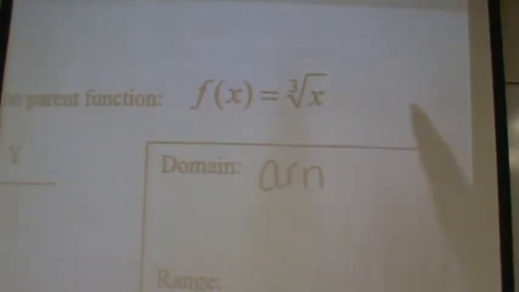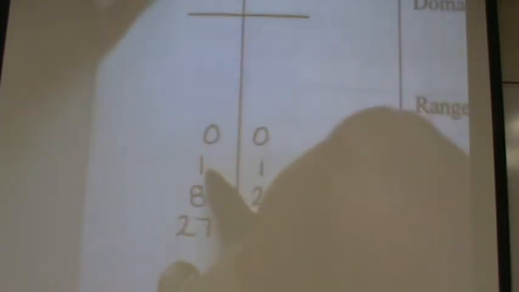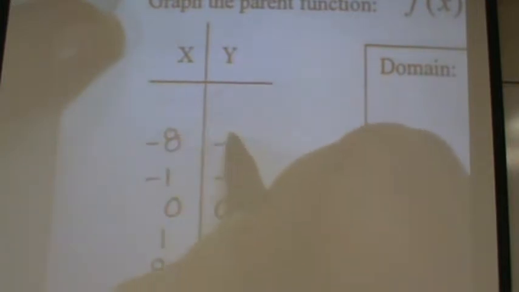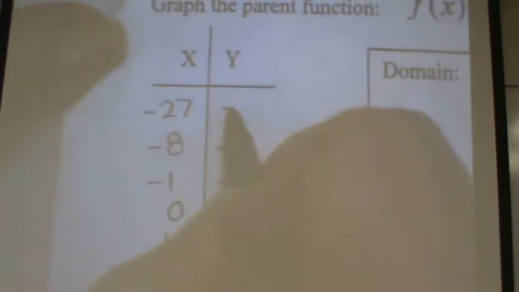Give me the numbers that you know the cube root of so we can do our parent function. Give me a good number you know the cube root of. 27. 8. Let's put 27. What's the cube root of 27? 3. What's the cube root of 8? 2. 1. 1. 0. 0. And then we can go the other way: -1, -8, and you could go to -27.